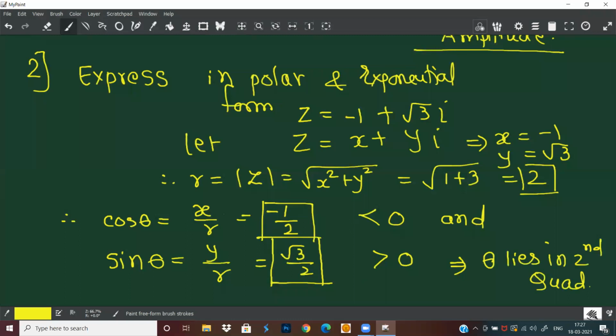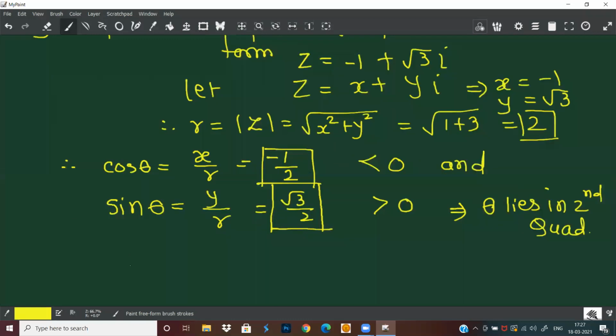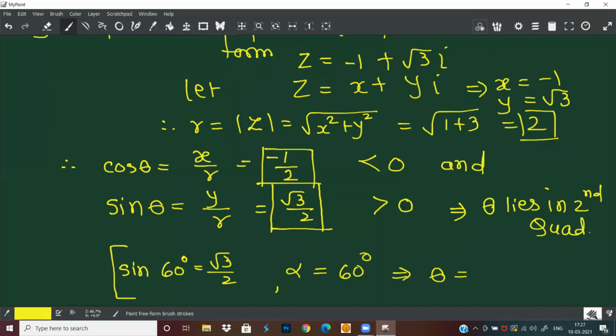Correct? So you remember, right now my alpha, sine of 60 is √3/2. I'm writing this alpha for you because you can directly write that your alpha is 60. So what did I say theta was? Pi minus alpha, that is 180 minus 60. So 120 degrees comes out, meaning your theta is 2π/3. You can write that directly too.